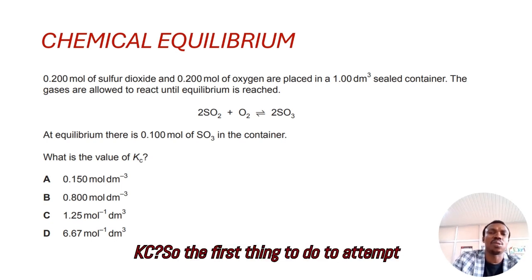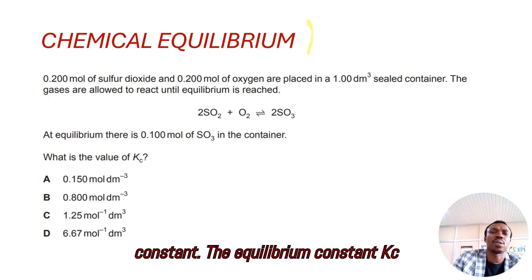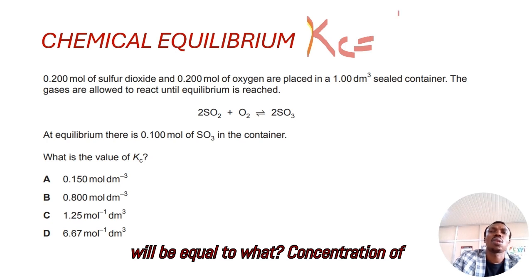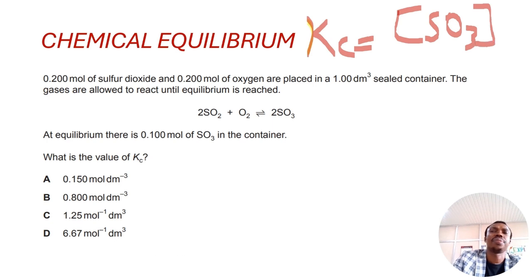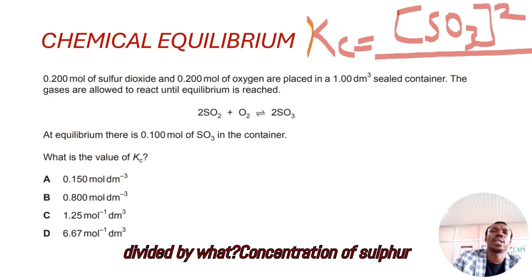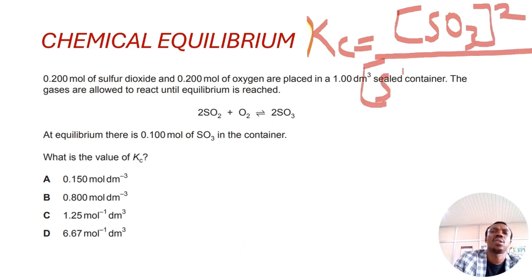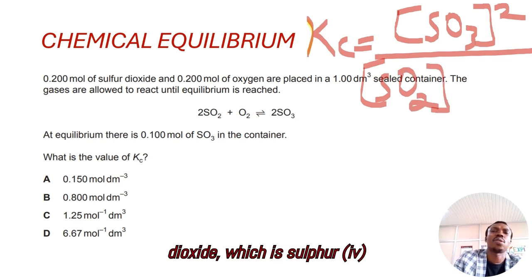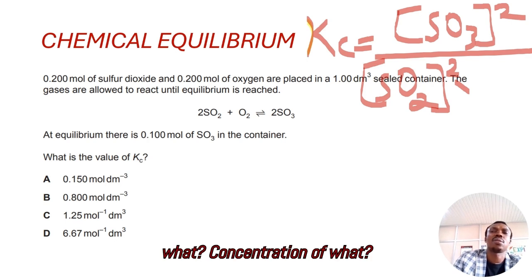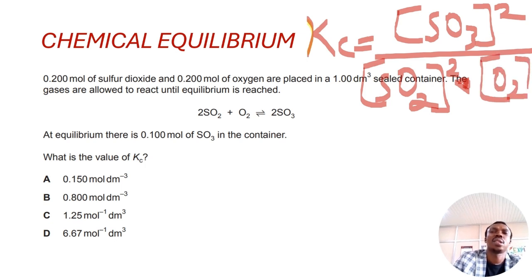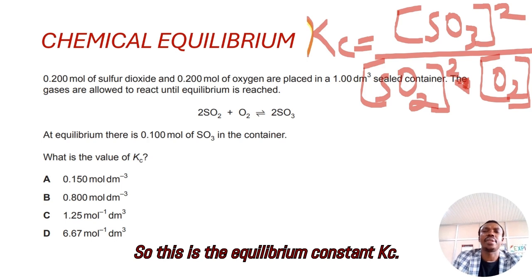So the first thing to do to attempt this question is to write the equilibrium constant. The equilibrium constant Kc will be equal to the concentration of sulfur trioxide, all raised to power 2, divided by the concentration of sulfur dioxide, which is sulfur 4 oxide, all raised to power 2, multiplied by the concentration of oxygen. So this is the equilibrium constant Kc.